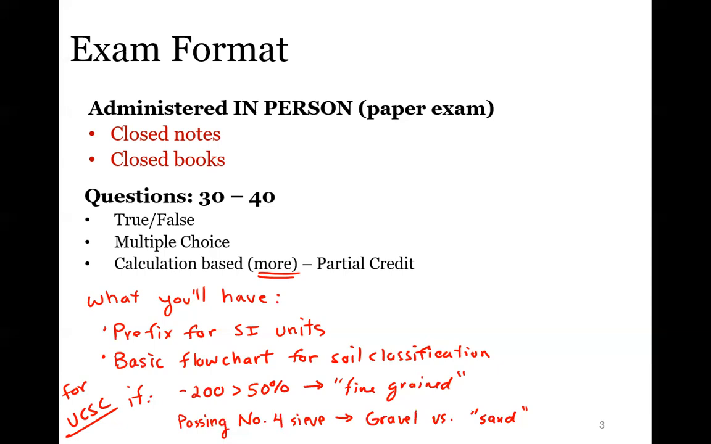So just like before, bring a pencil, bring a calculator, bring scrap paper if you need to, and then you'll submit everything. And any questions on format?